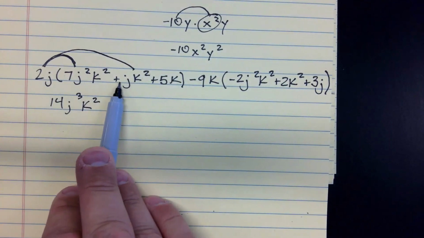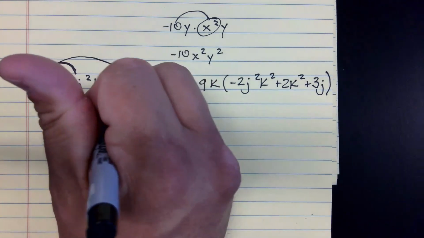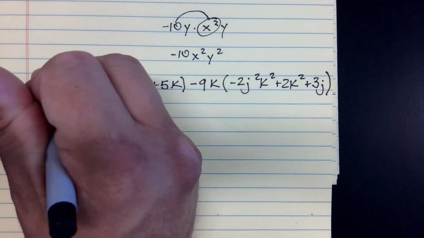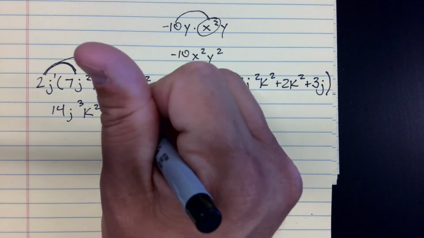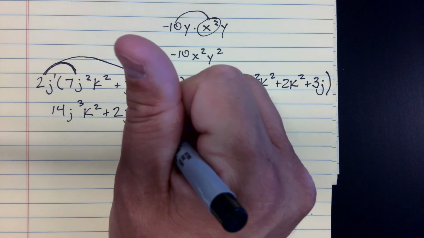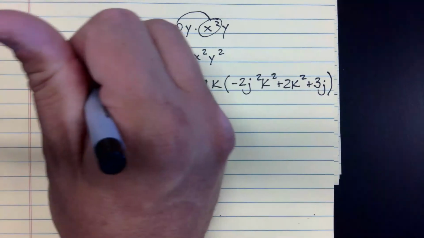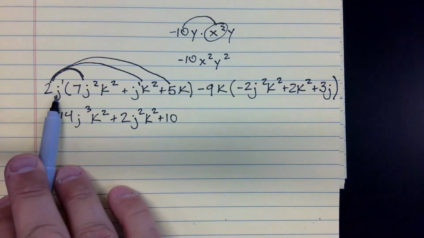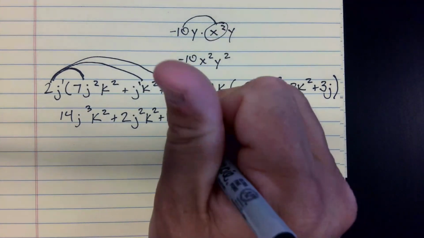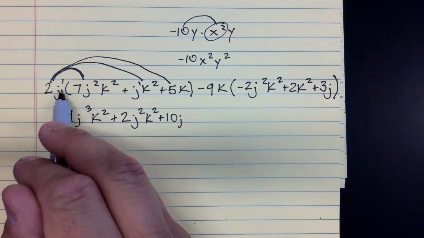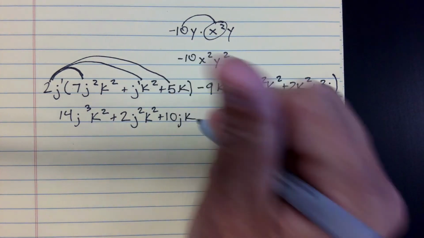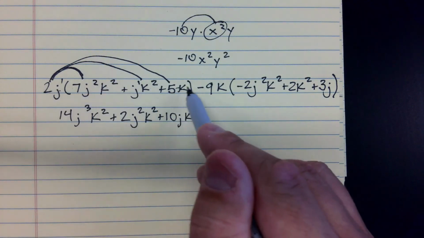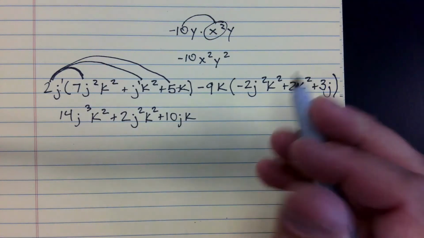2 times 1 is what, Brandon? 2. J times j? So 1 plus 1, what is it? 2, good. And then once again, k squared just becomes part of it. 2 times 5, Brandon? So there's only a j here, there's not a j here, so j just becomes part of it. There's not a k here, but there's a k there, so k just becomes a part of it. See that? So we've got 2j times 5k, which gives us 10jk.